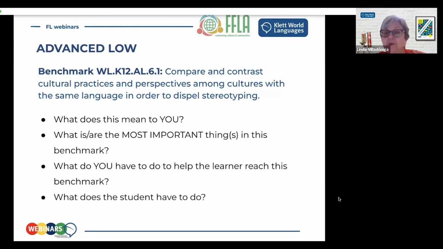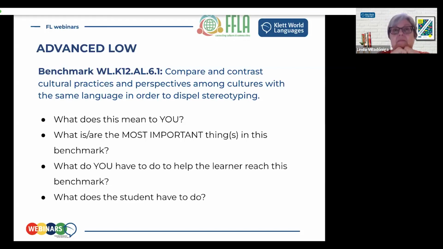Compare and contrast cultural practices and perspectives among cultures with the same language in order to dispel stereotyping. Awesome. There are 21 countries in which Spanish is the main language or the national language. And while we are very similar in many, many, many aspects, we are also very different in some aspects. So it's always good to bring those similarities and differences together so that we're not stereotyped. And that's good in every culture. It's good to do that in every culture.